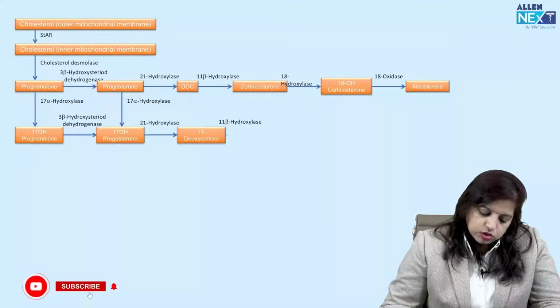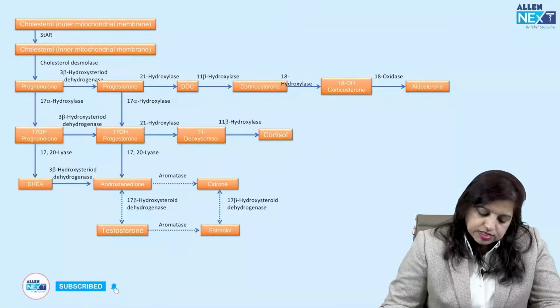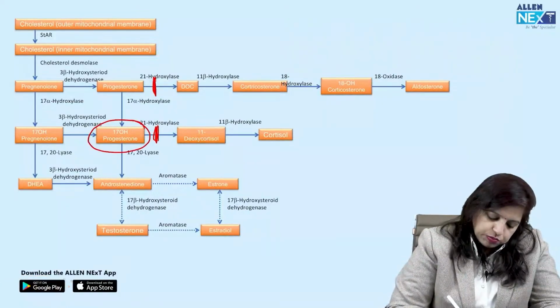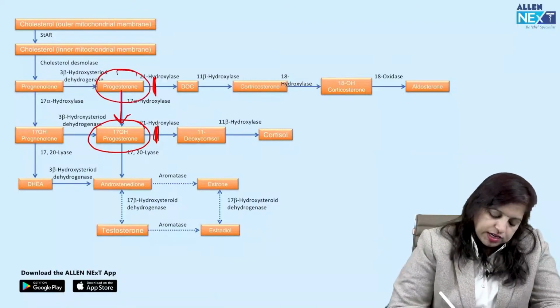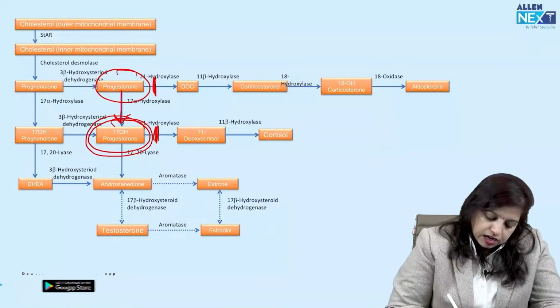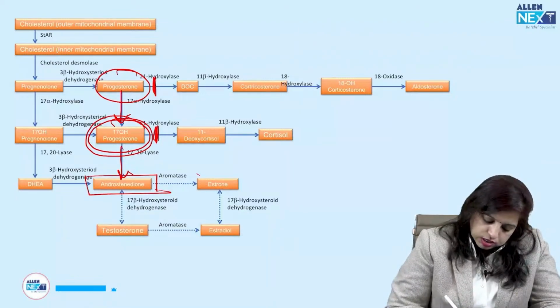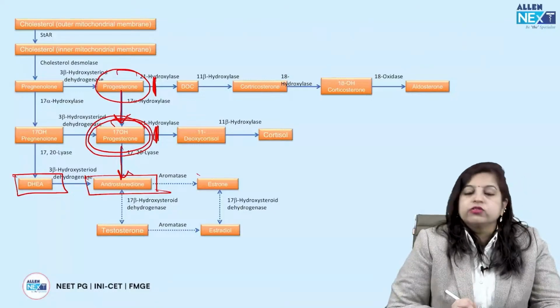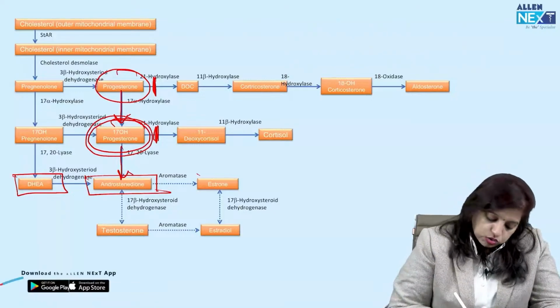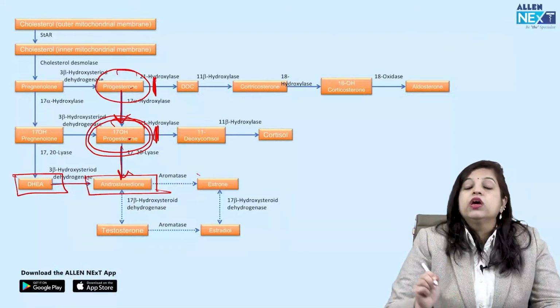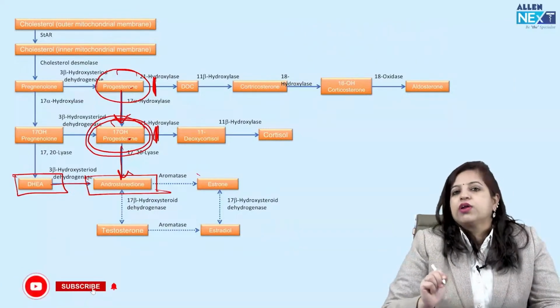And we can see this from this flow chart also. If you want to have a look why 17 OHP levels are elevated, you know there's a block here, 21 OH is deficient. There is also a block here, so you can see 17 OHP will be greatly elevated. This will also be elevated, and the whole of this will go into the production of DHEA and androstenedione, which are your two sex steroids. So increased levels of sex steroids with increased levels of progesterone and 17 OHP points towards 21 hydroxylase deficiency.